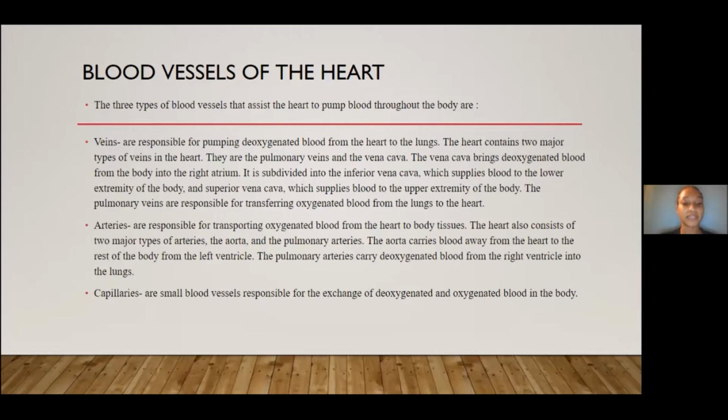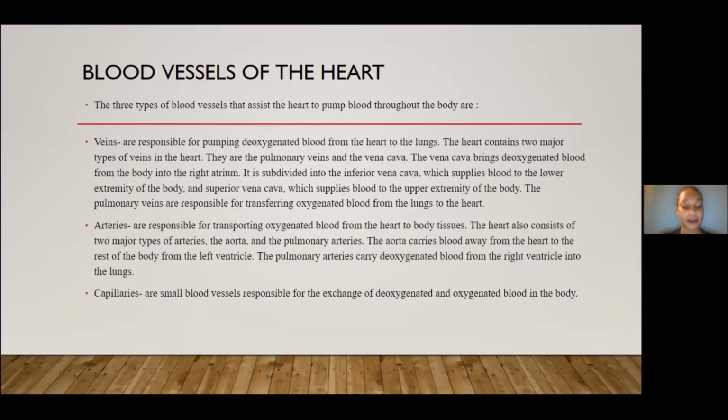The veins, otherwise known as the afferent vessels, are responsible for carrying deoxygenated blood from the heart to the lungs. The two major types of veins in the heart are the pulmonary vein, which is responsible for transferring oxygenated blood from the lungs to the heart, and also the vena cava. The inferior and the superior vena cava bring deoxygenated blood from the body into the right atrium.